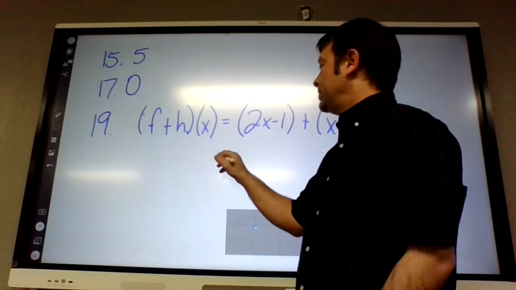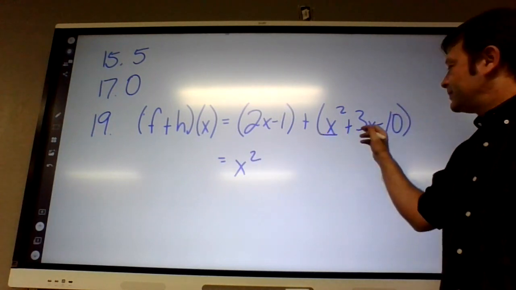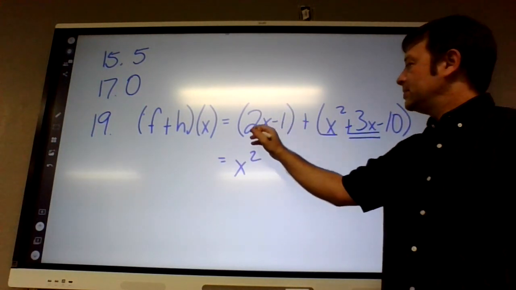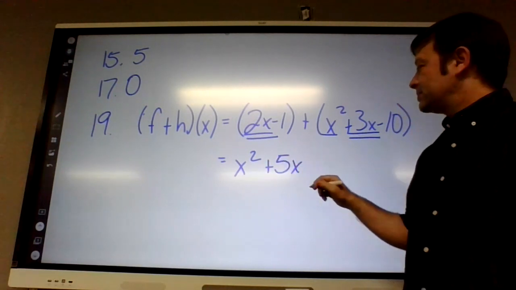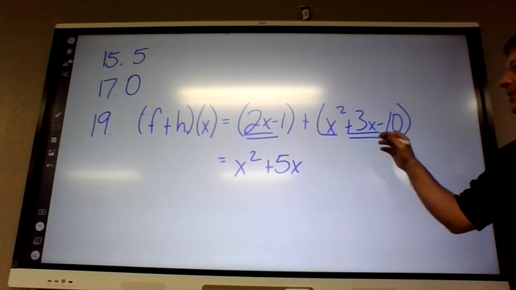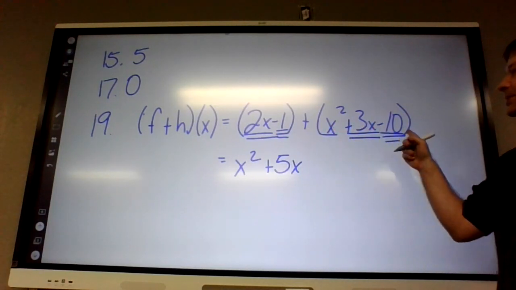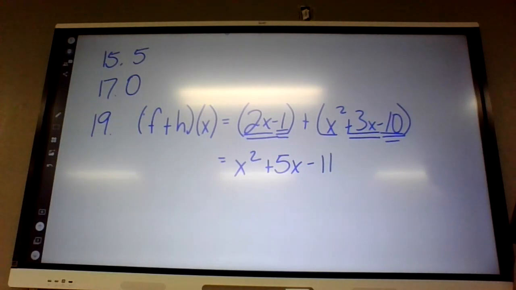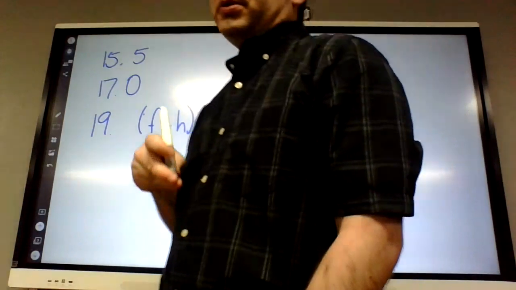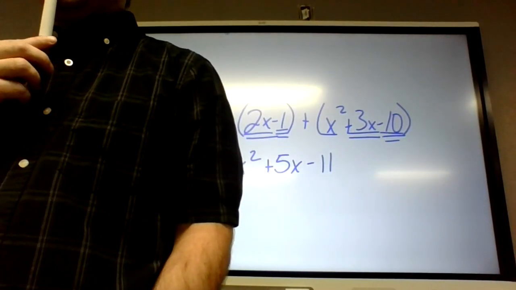Okay, and then add your like terms together. x squared is by itself, so we have 3x plus 2x is 5x. And minus 1 and a minus 10 gives minus 11. Okay, so that's the A answer.